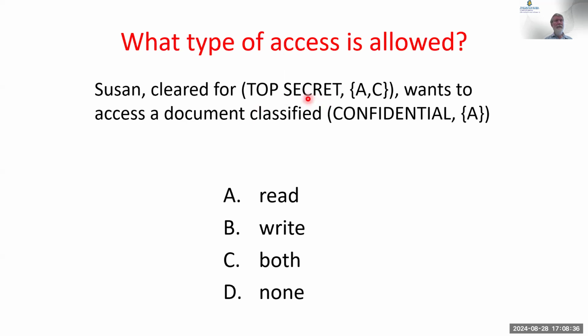Susan's got top secret. That's a higher level, so she can read down. She can't read up, but she can read down. So she can read confidential. The category A is a subset of A and C, so she can read that. A is in the subset of things that Susan can see, so she's allowed to see it. She can't write to it, though, because she can't write down. She can only read down. Okay.